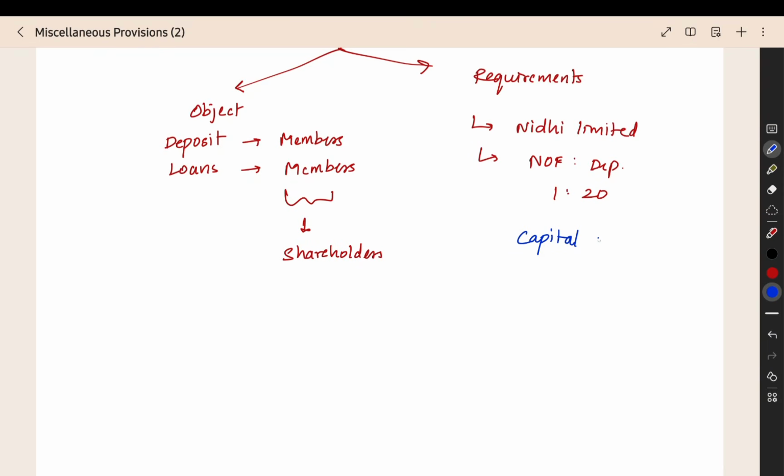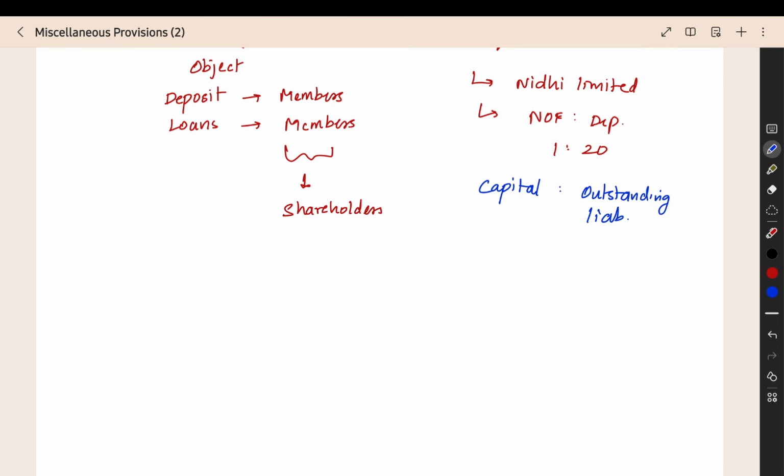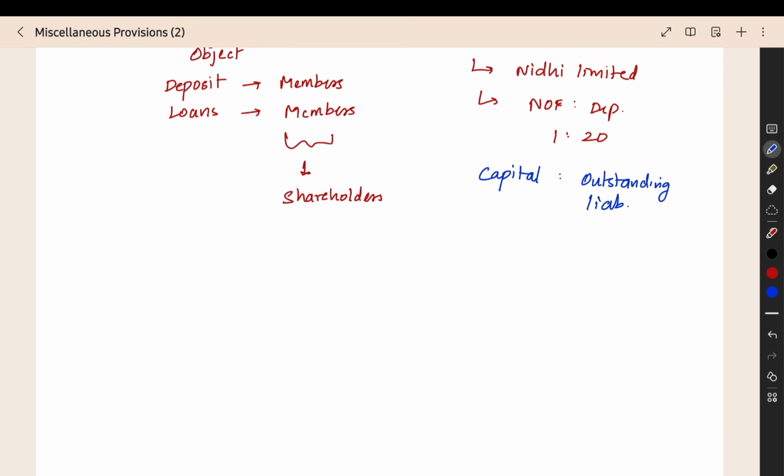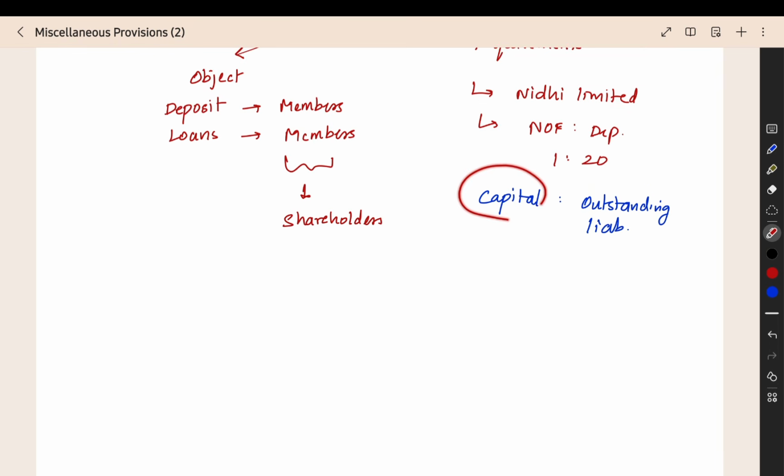So the capital of the company is to deposits, whatever amount you are getting from the public. This is some kind of a liability. This is an outstanding liability only. Like when a bank is getting a deposit, it has to return it to the depositor. So the depositor will demand it back with interest. So it is a liability for the bank. Similarly, the deposit is a liability for the Nidhi company. So if you're having 1 rupee capital, you can have only 20 rupees outstanding liability.